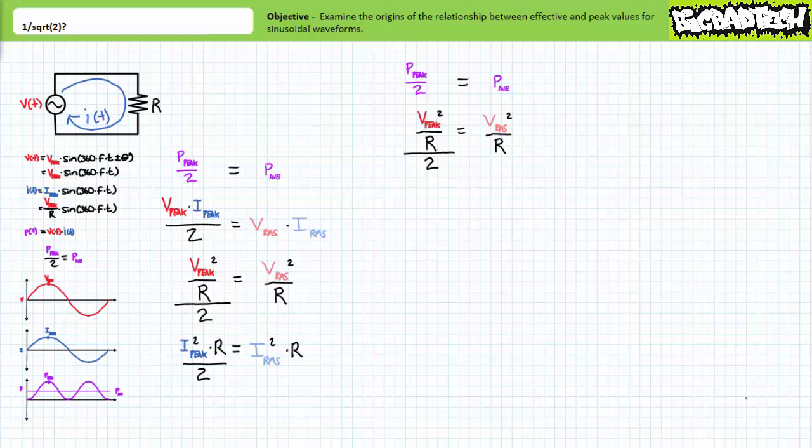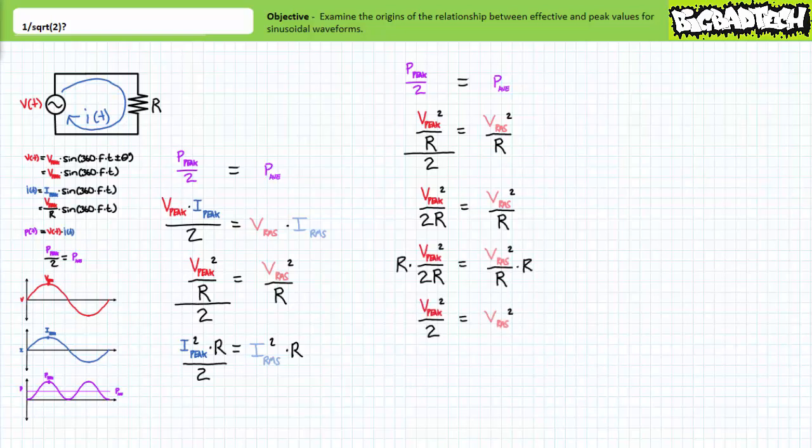Let's solve for effective voltage first. Given average power equals voltage peak squared divided by resistance divided by 2, one can also say it equals effective voltage squared divided by resistance. Simplifying the expression on the left-hand side, multiplying both sides by R removes the resistance from consideration. We can now square root both sides. You can probably see where this is going already.